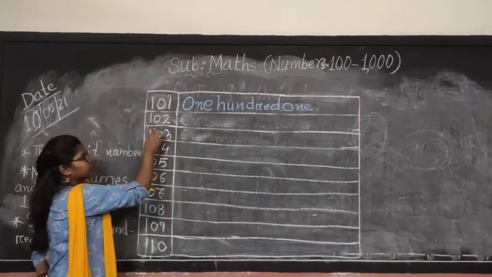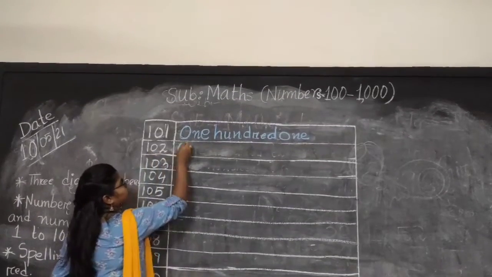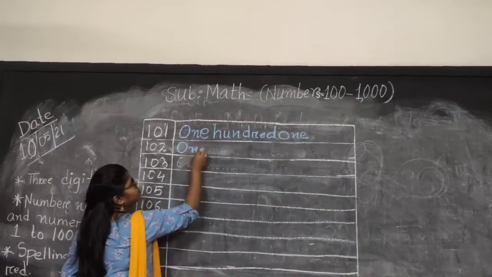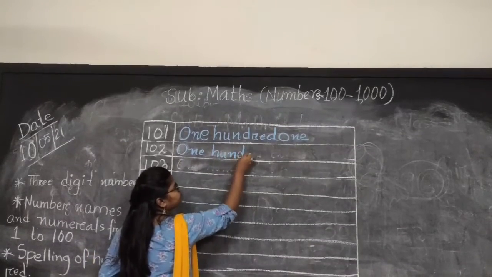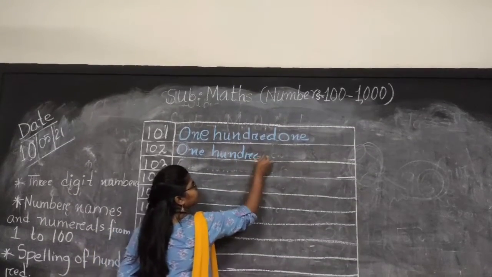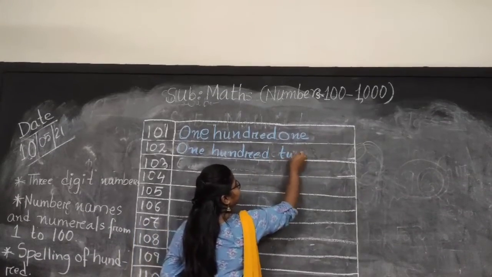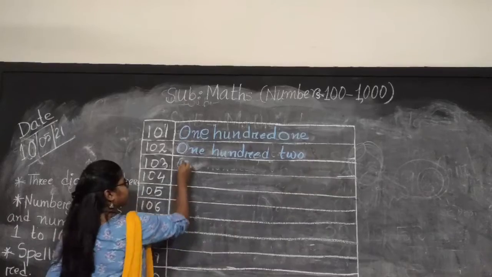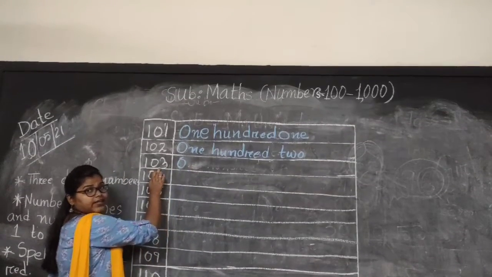Next, you see the numeral 102. You write 102. Next is 103.